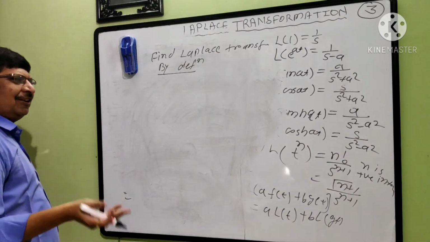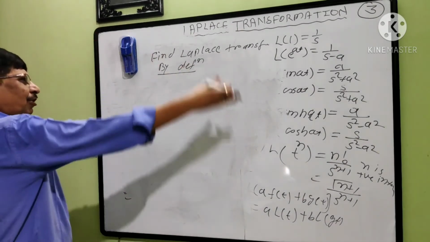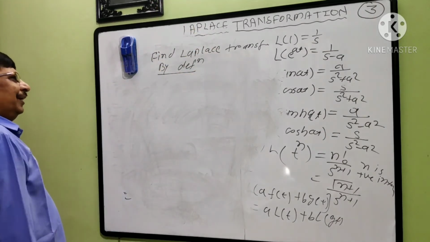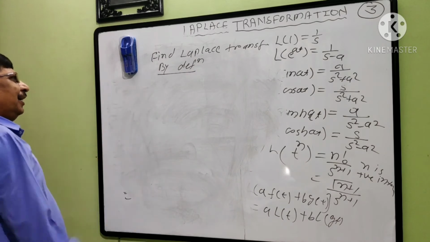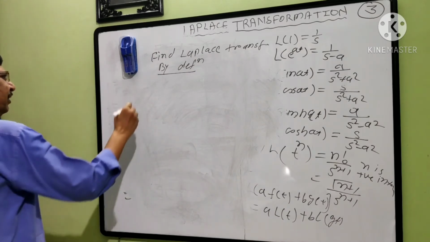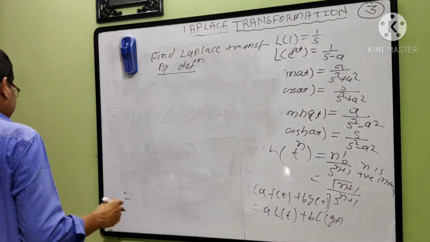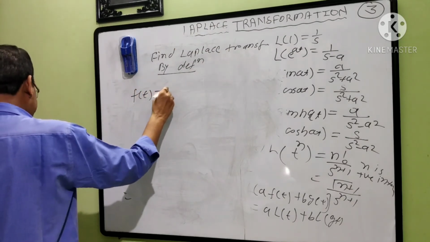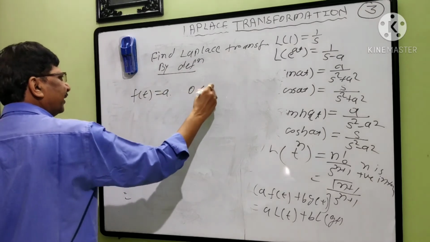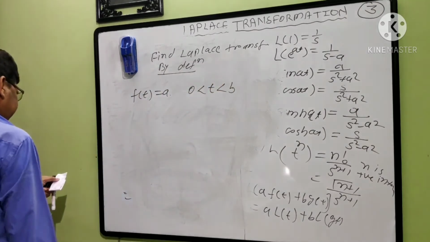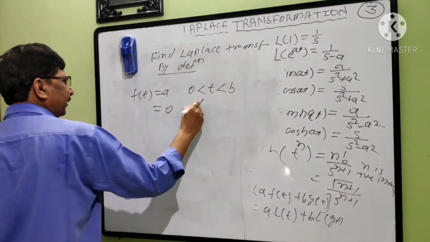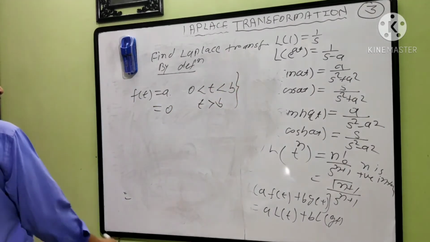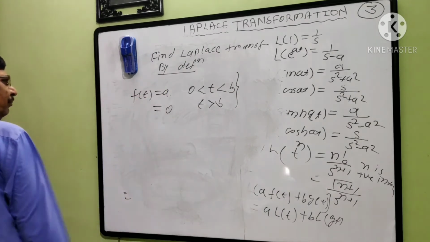We can find it by definition also, if the problem is not based on the formulas, or when there is a special instruction to find the Laplace transformation by definition, then we must know the definition. Now the function is given: f(t) = a for 0 < t < b, and equal to 0 for t greater than b. Now read this function carefully. You have to find the Laplace transformation of this.